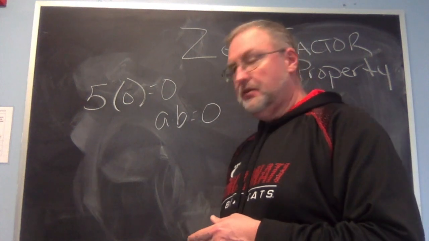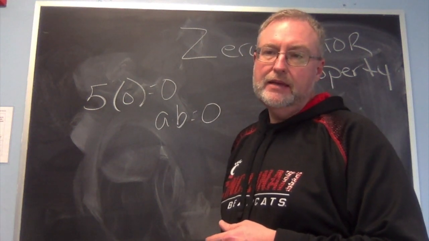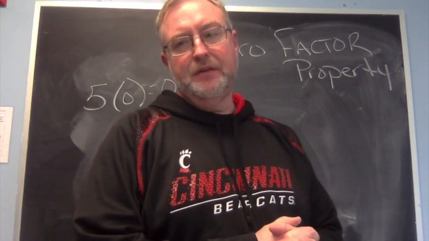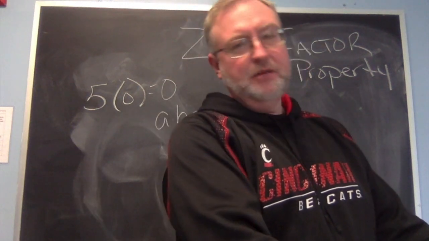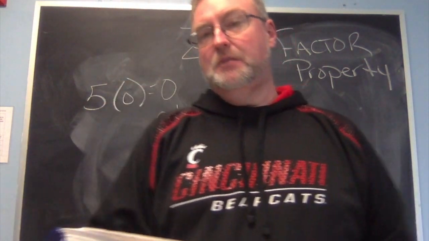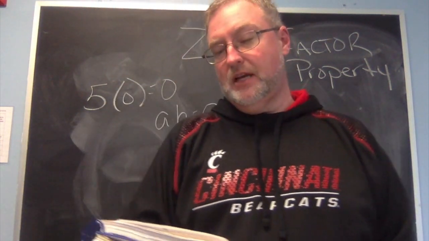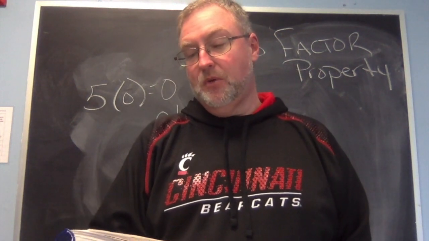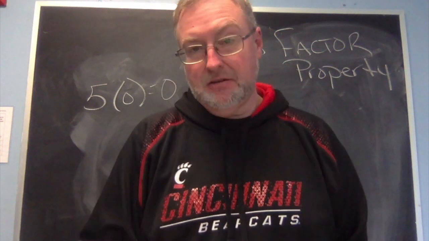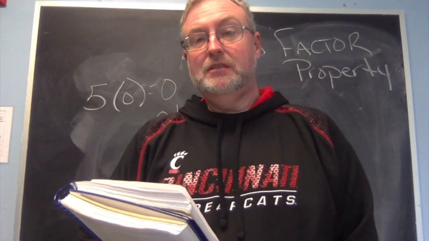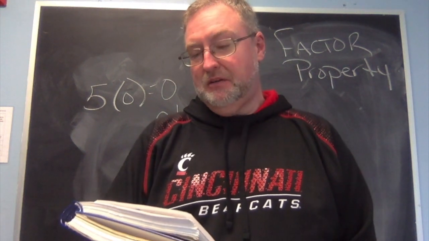If you want to look at your book there, let's talk about the lesson here and read a little bit of it. Our book says there on page number 264, zero-factor property: in multiplication, 0 times any number is equal to 0. Also, if two non-zero numbers are multiplied, the product cannot be 0. So if you have any two other numbers, 5 times 2, 3 times 6, it can't equal 0.